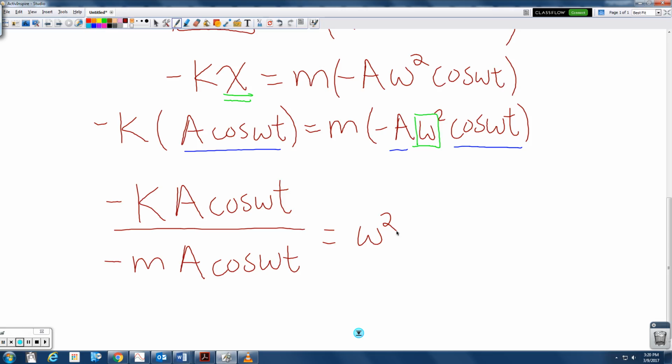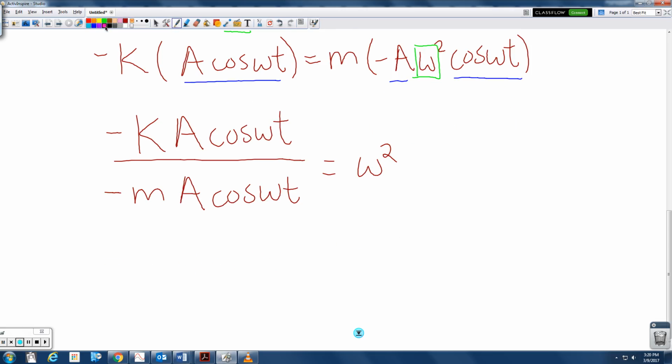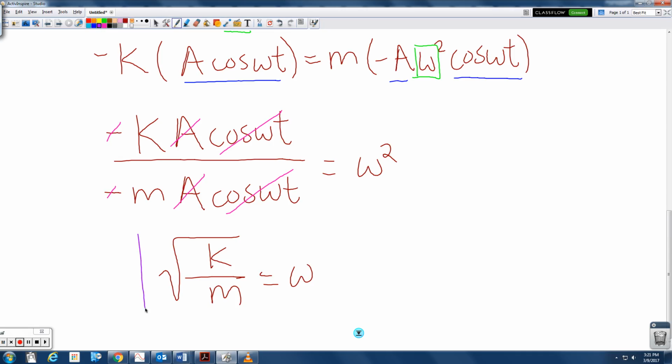You can see my cosine omega t will go away, my amplitude a will go away, and my minus 1 will go away. I'm left with k, the spring constant, divided by the mass m equals omega squared. Let's take the square root of both sides. The square root of k over m gives me my angular frequency omega. Let's box that one.